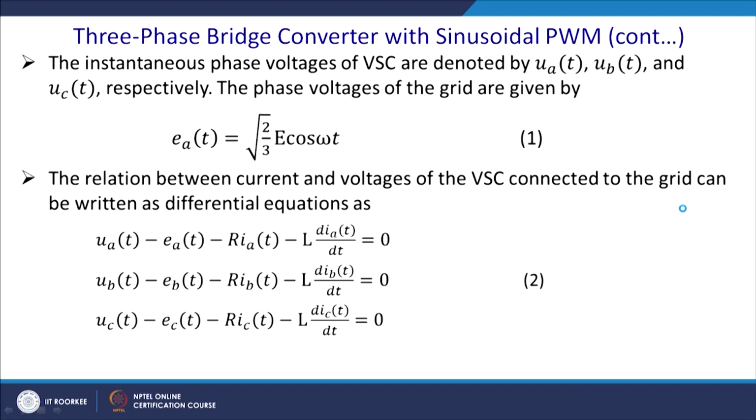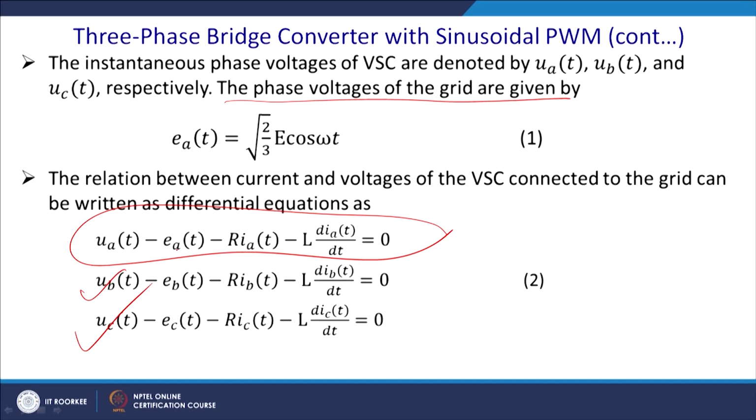So, the instantaneous phase voltages of the VSC are denoted by UA, UB and UC respectively. The phase voltage of the grid is given by, definitely, EA equal to under root of 3 by 2 E cos omega t. The relation between the current and the voltage of the VSC connected to the grid in the different phases can be written as: UA minus, that is the back EMF it is generating, thereafter minus IA RA minus L dIA by dt equal to 0. Similarly, for the B as well as the C phase.